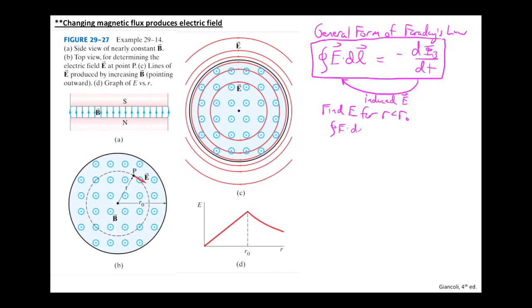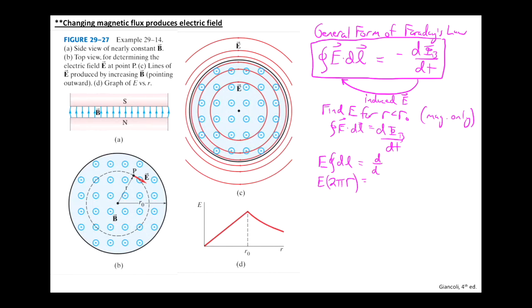So the integral of E dot dl is equal to, and let's do magnitude only and leave out that negative sign. It just gets in the way. As long as I'm at a constant distance, the electric field is going to be a constant value, and you can see that it points around the circle tangent to it as they've drawn it. So we're going to have E times the integral of dl, which is just going to be the circumference. So this is going to be E times 2 pi r on the left-hand side.